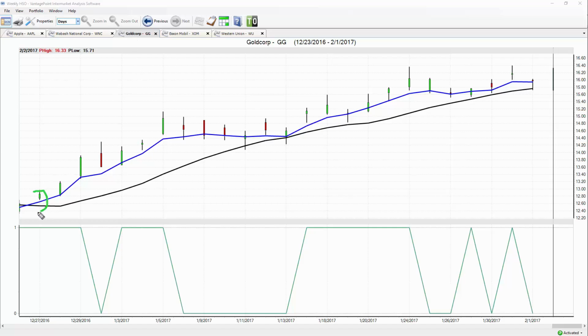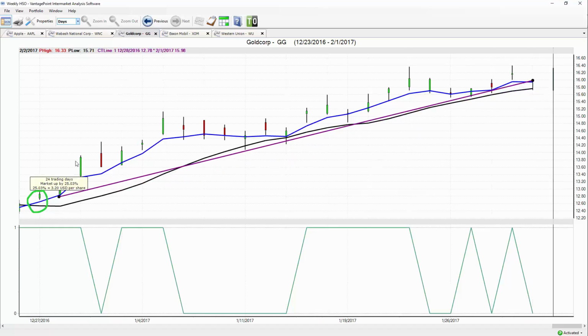Here we have a blue line over a black line all the way back here. All these stocks, in mid and late December, showed these crossovers to the upside, saying now's the time to go ahead and take some positions on these gold mining stocks. And sure enough, Goldcorp moved higher when a lot of stocks were really struggling, a 25% move higher, $3 per share on a very, very cheap stock. We're looking at a $13 stock.